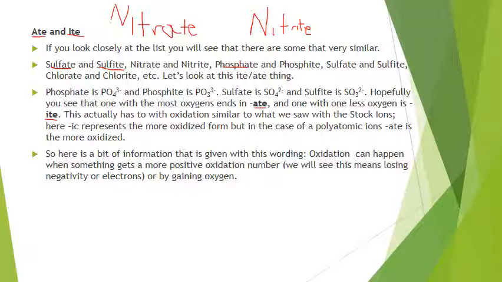So if you know nitrate, NO3 minus, nitrite would be 1 less oxygen, NO2 minus. Nothing else changes. The nitrogen and the charge don't change.